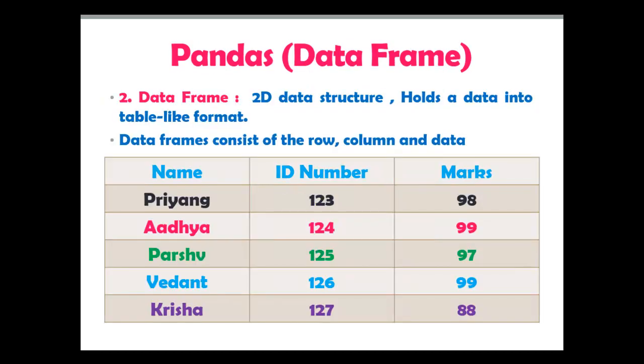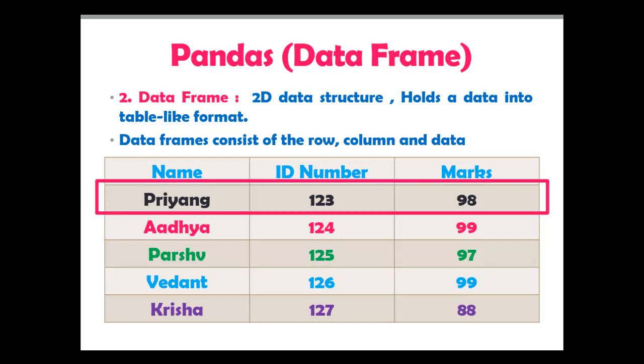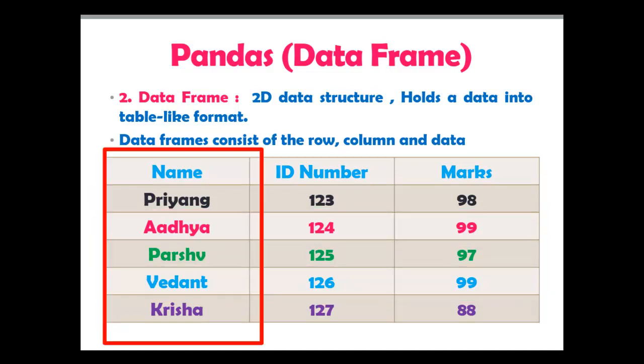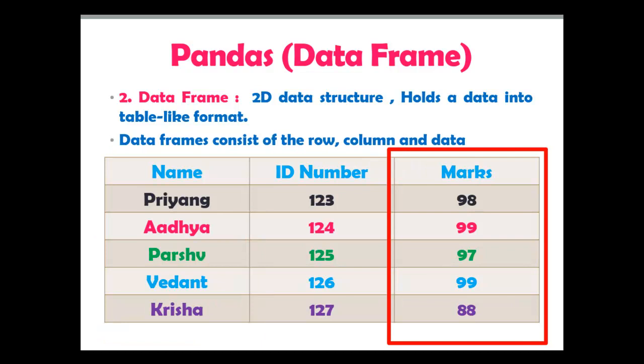Now the Pandas data frame. A Pandas data frame is a 2D data structure while a series is a 1D data structure. Right? So a data frame holds data in a table-like format. Data frames consist of rows, columns and data that you can see over here. Rows 1, 2, 3, 4, 5. 5 rows. 1, 2, 3. 3 columns. And it contains data. So please remember, a Pandas data frame is a 2D data structure while a series is a 1D data structure. A data frame holds data in a table-like format.